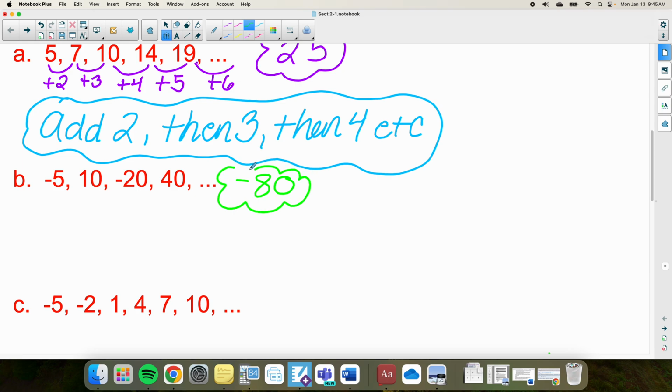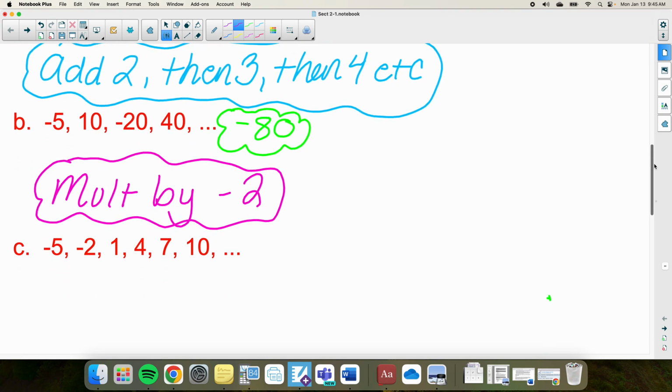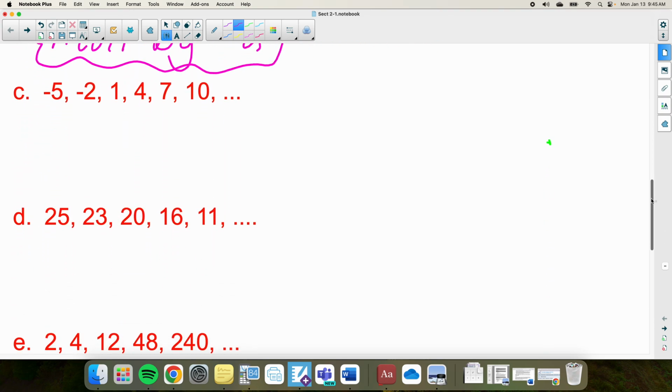And then this one's easy to explain the pattern. So we can just say multiply by -2. And you can feel free to abbreviate multiply like that. Okay. All right. How about this next one?